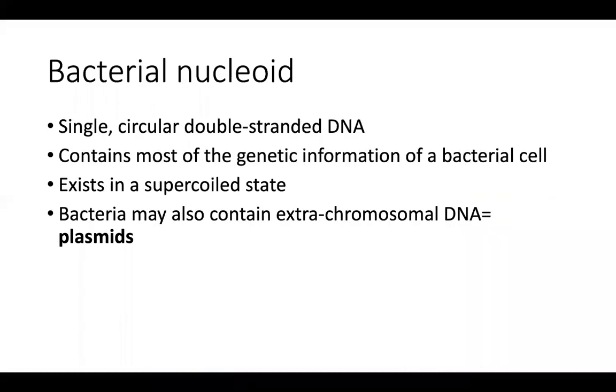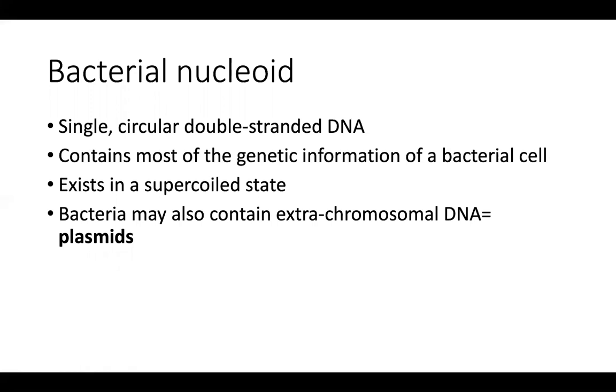So let's look at the bacterial nucleoid. Bacteria have a single circular double-stranded DNA, most bacteria. Some may have double, but most have single circular double-stranded DNA and it contains most of the genetic information of a bacterial cell. Now, because the bacterial cell is so small, the DNA has to exist in a supercoiled state to be able to fit into the bacterial cell.